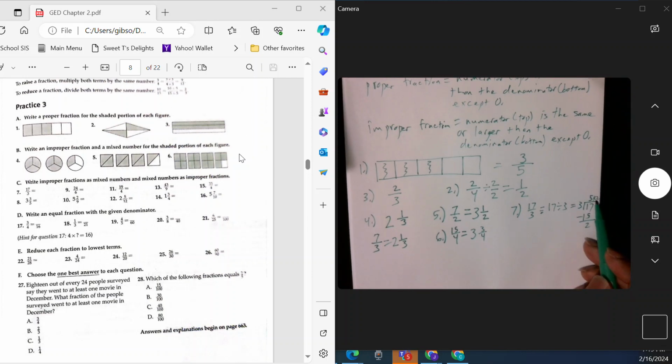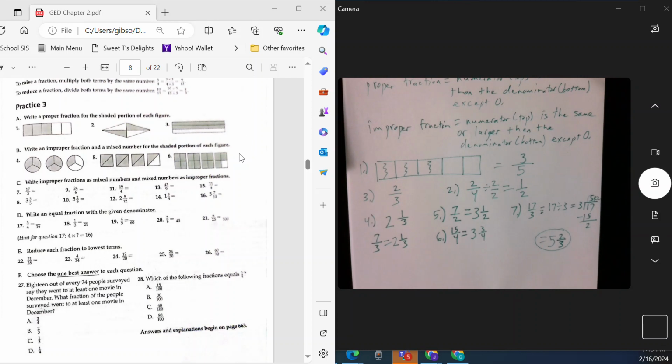Okay? So our final answer would be 5. This number in front of the remainder is your whole number. So we have 5. Our denominator stays the same. Our denominator was 3, so the denominator stays 3. And our remainder becomes the numerator of the fraction. So our answer here is 5 2/3 for number 7.